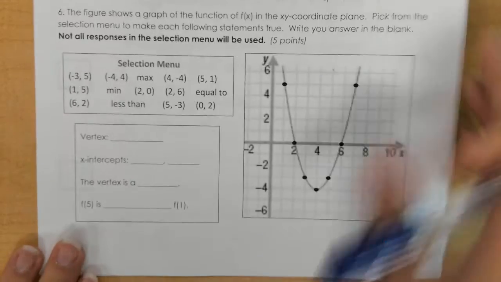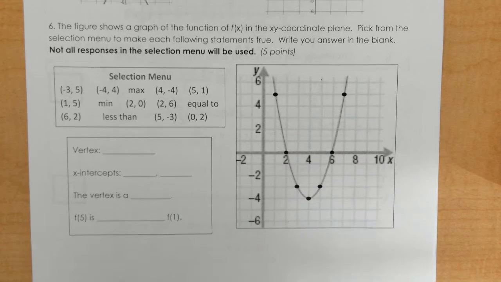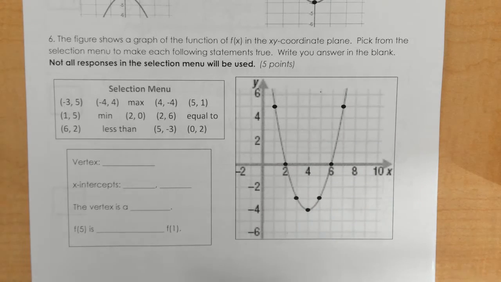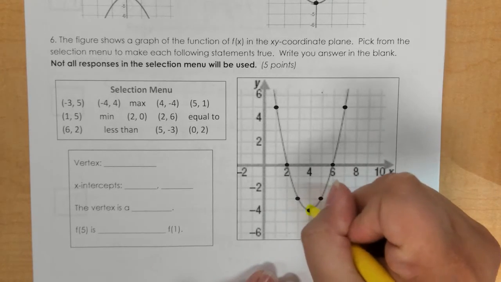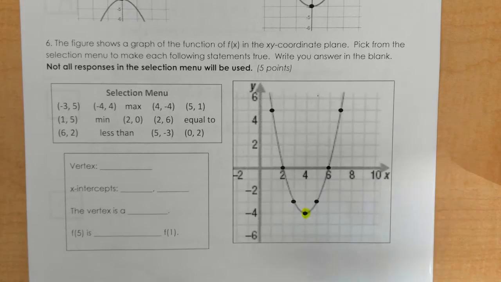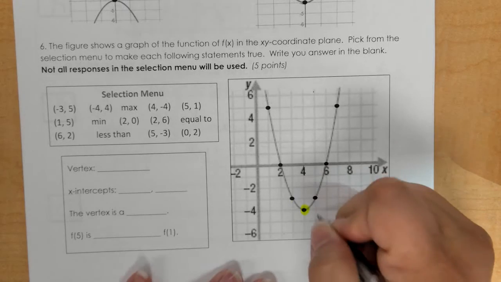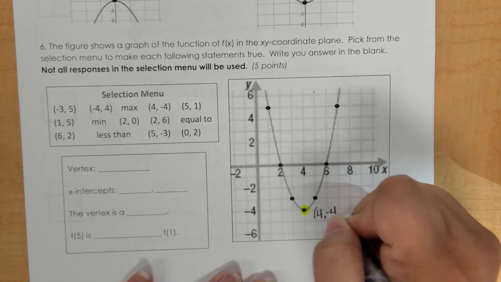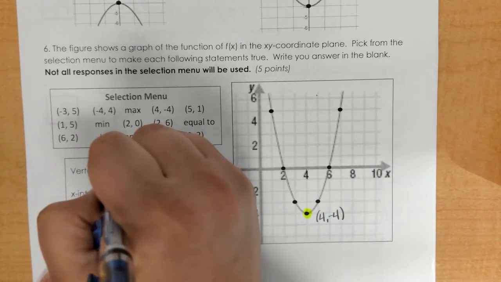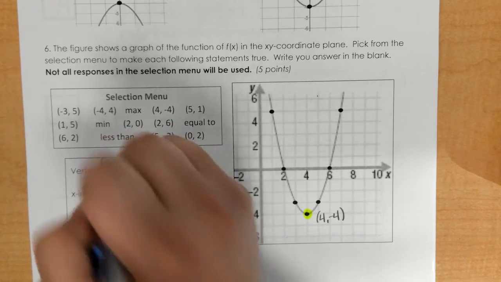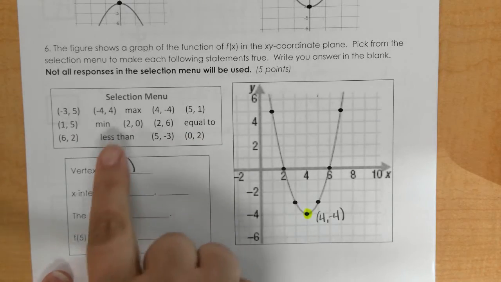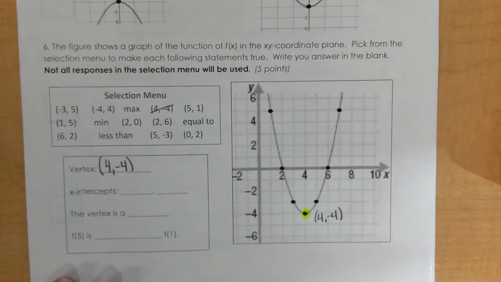And number 6, we have to find the vertex of this graph. The vertex is either your highest or your lowest point. So my vertex is right here. And that would be 4, negative 4. So that goes in the vertex with parentheses. Okay, and we can mark that choice off.